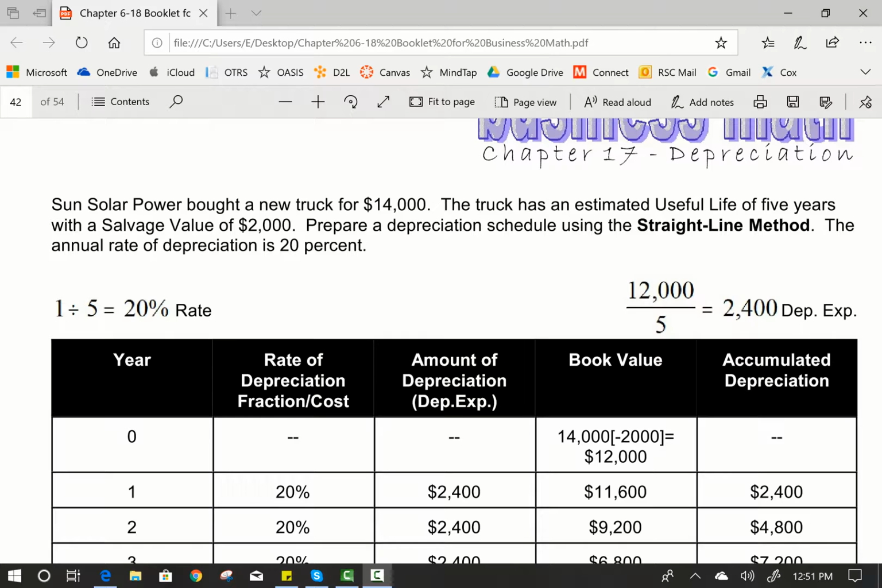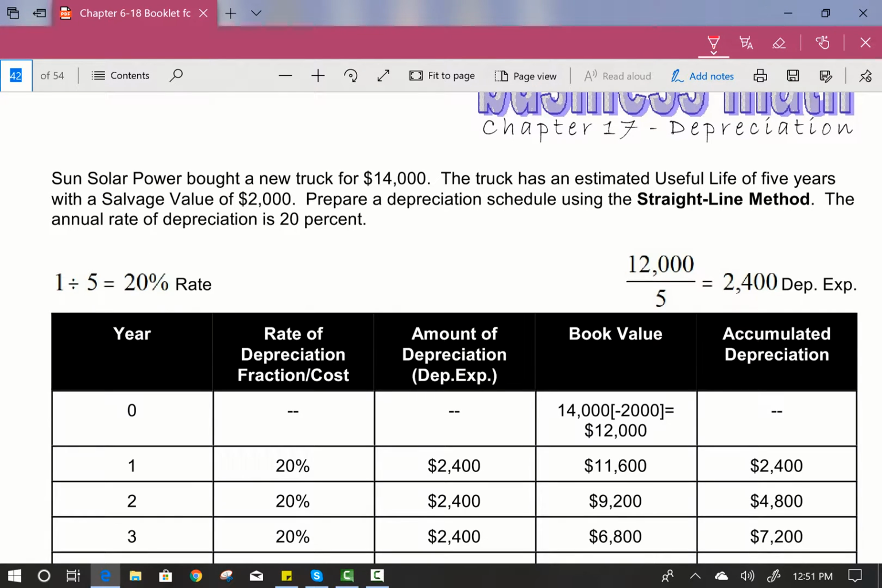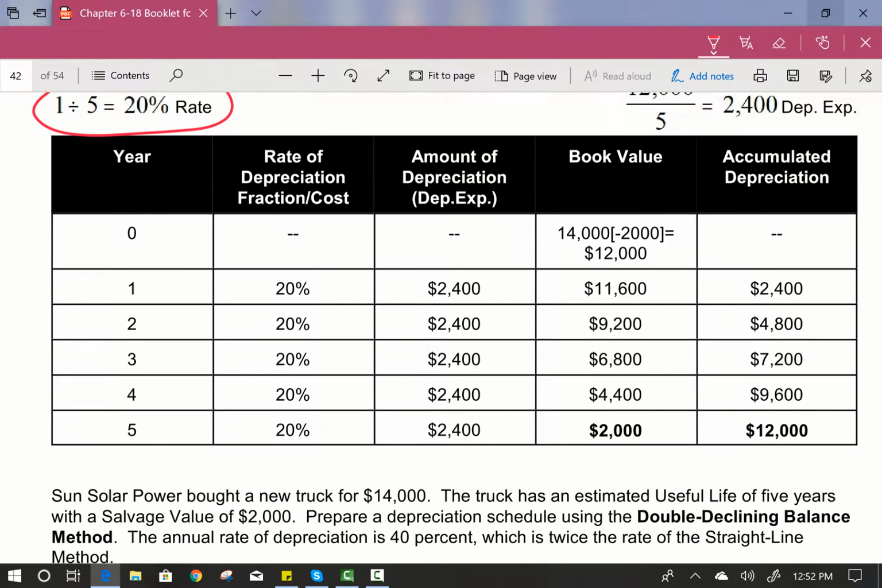Okay, here it does tell me that the annual rate of depreciation is 20%, but let's pretend that I don't know that. It's a 5-year asset, and it's indicated right there in the useful life of 5 years. Well, just take 1 divided by 5, and that's equal to 20%. So I'm able to record 20% depreciation for all 5 years.